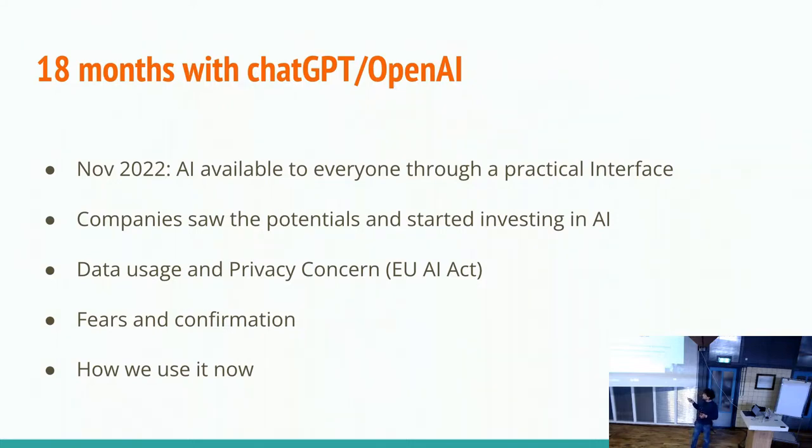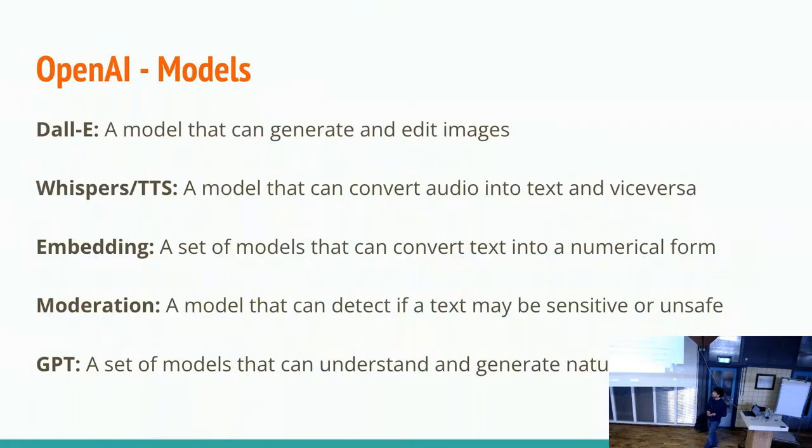And with OpenAI, we have these models. We have DALL-E, which we all know, to generate and edit images. Then we have Whisper and TTS. Whisper basically transforms speech to text, and TTS is text to speech. Embeddings is a set of models that convert text into numerical form. So basically, the embeddings take the semantic meaning of the word or the sentence and transform it into numbers, because the machine doesn't understand our language, it understands numbers, so it's doing it that way.